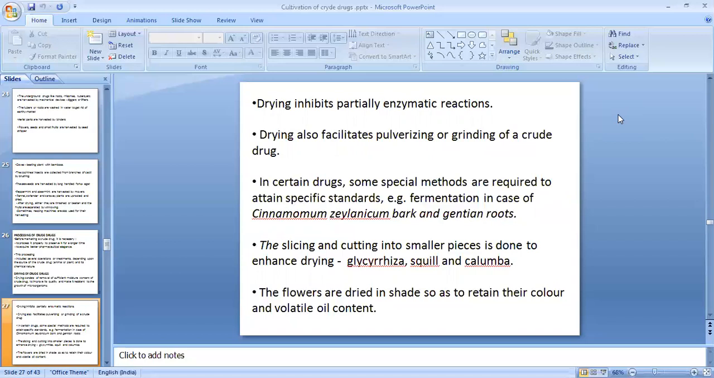In some drugs, special treatment has to be done before drying, especially in the case of cinnamon bark and gentian roots. Fermentation is allowed to take place. That is, once the drug is collected in damp condition itself, it is allowed to stay for some time before drying, where the active ingredients will be altered to get the highest quality or quantity. And before drying, slicing or cutting into smaller pieces is done to aid the drying process. Examples: glycyrrhiza, squill, columba, etc. And usually flowers are dried in shade to retain their color and the volatile oil content in the drug.